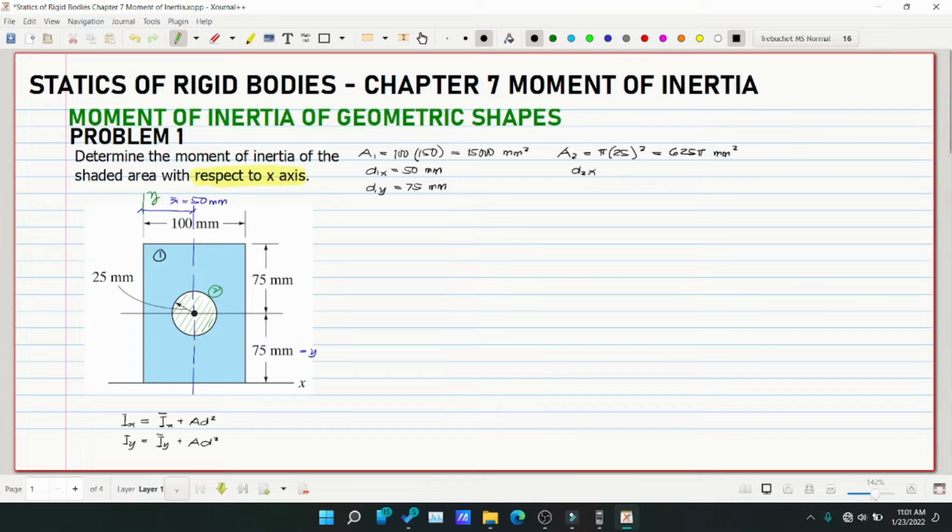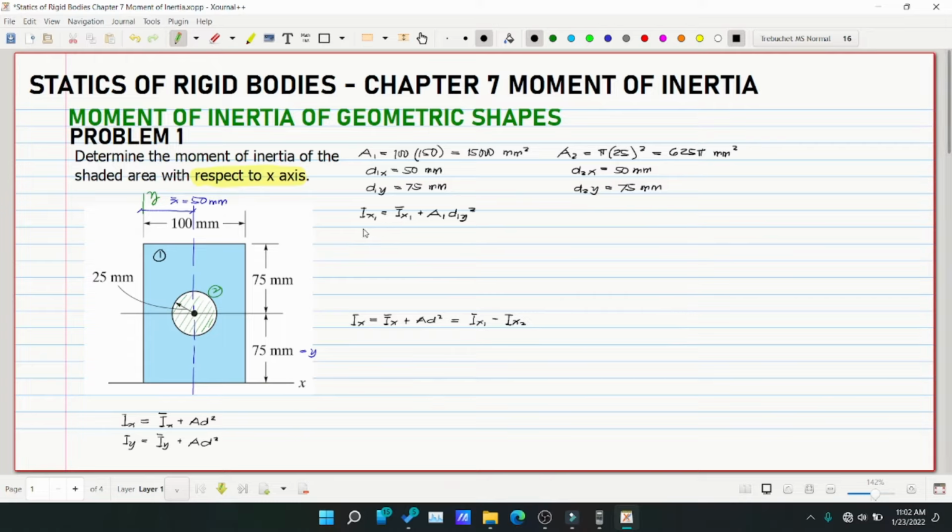Then, ang ating d2x. Okay, so pares lang yan, hindi ba? So, 50 millimeters. Then, ang ating d2y is equivalent to 75 millimeters. So, kunin natin yung ating Ix. Ix is equivalent to Ix bar plus area d squared. Or simply, ang ating Ix is equivalent to Ix1 minus, sorry, Ix2. Lagyan natin dito. So, kunin natin ang Ix1. Ang Ix1 is equivalent to Ix1 bar plus area 1 multiplied by d1y squared.